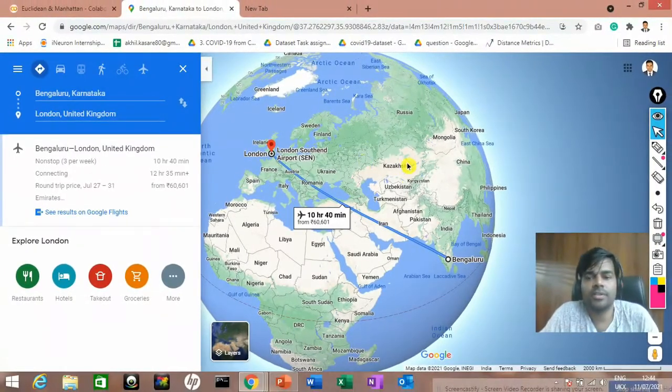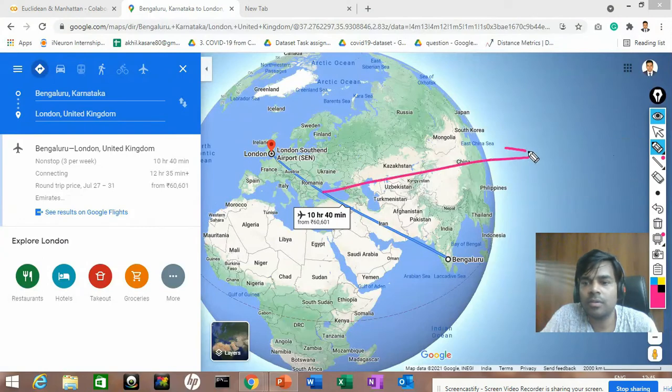Suppose you take a flight from Bangalore to London. From Bangalore to London, you take a flight. So this is my Euclidean distance, because you are going by air from Bangalore to London. That is my Euclidean distance. That is one case.